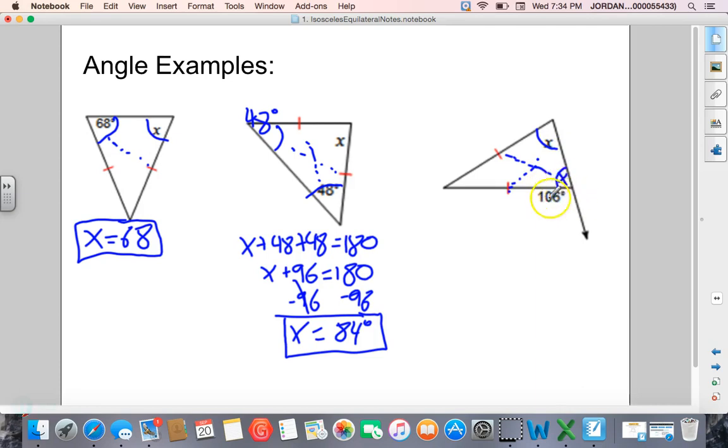Well, over here, this angle is 106, and these two angles together, x and the 106, make a linear pair. So remember from the triangle sum theorem video that two angles that make a linear pair add up to 180. So x plus 106 must equal 180 because they make a linear pair. So we're going to minus 106 and minus 106, and then x is going to equal 74 degrees.